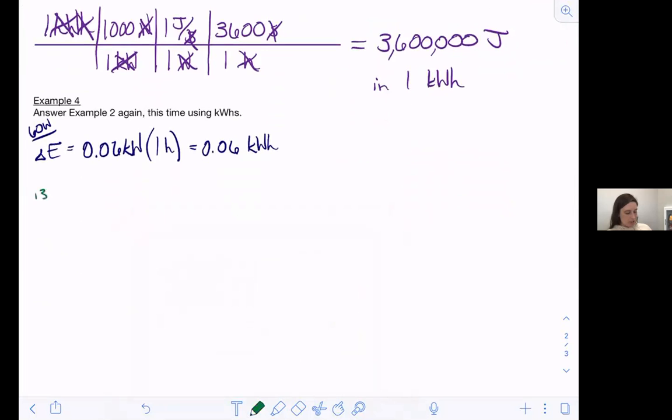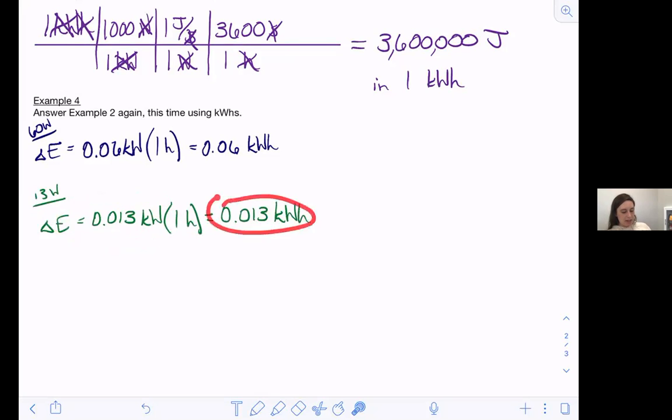Let's do the 13 watt light bulb. How much energy is that 13 watt light bulb going to use? Well, 13 watts is 0.013 kilowatts, and we are keeping it on for 1 hour. So this thing is going to use 0.013 kilowatt hours of energy. And that was so fast. And yet we get the same result, where we very clearly see that this one is going to be using less energy and this one is using more energy. So if given the choice, we would prefer to use that 13-watt light bulb.